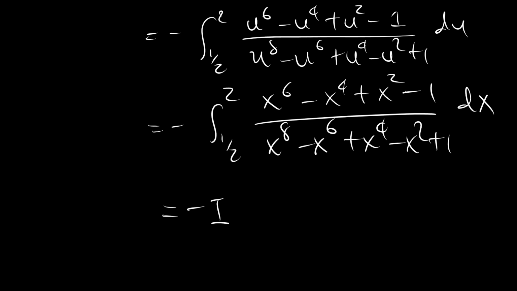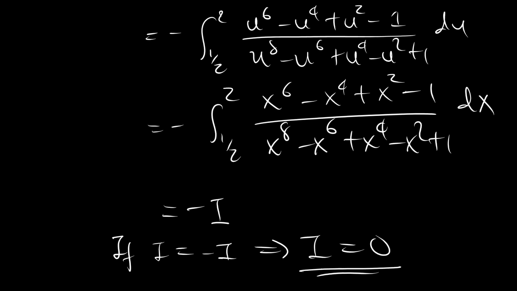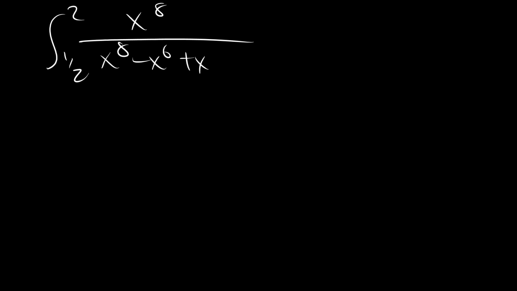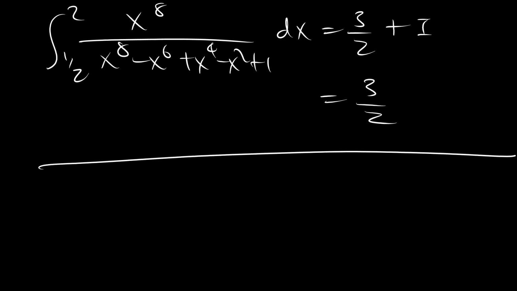Now, it is impossible to say I equals anything but 0, right? This means I is equal to 0. And that means that now our original integral, from a half to 2 of x to the 8th over x to the 8th minus x to the 6th plus x to the 4th minus x squared plus 1, which was equal to 3 over 2 plus I, just equals 3 over 2. Okay, and that's our answer.